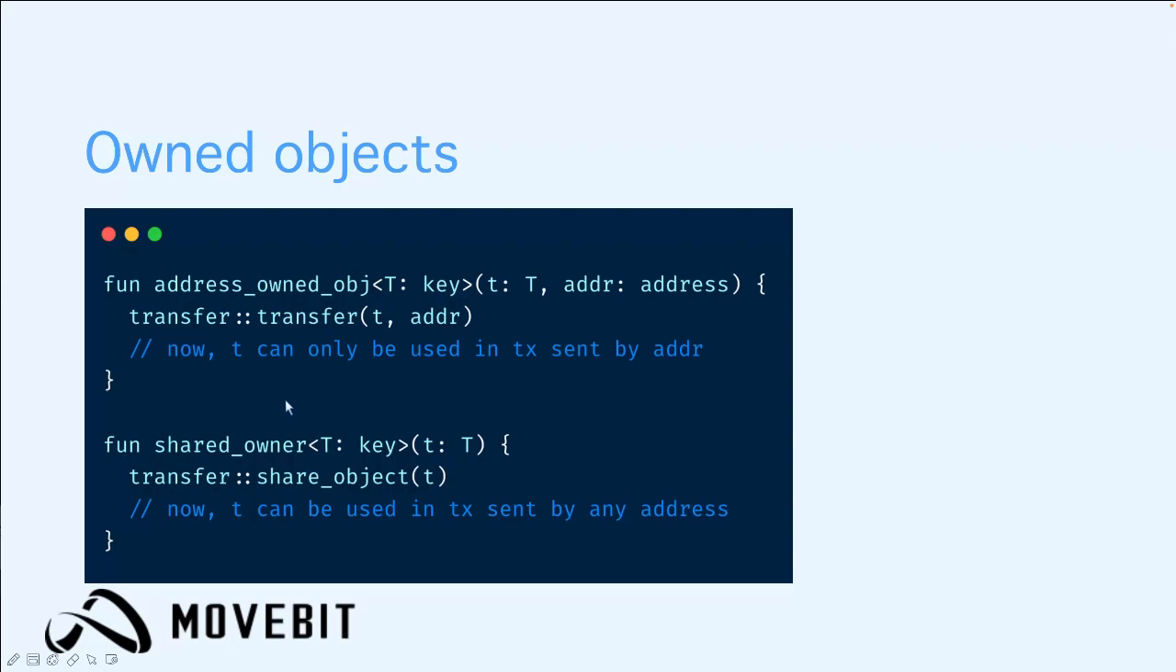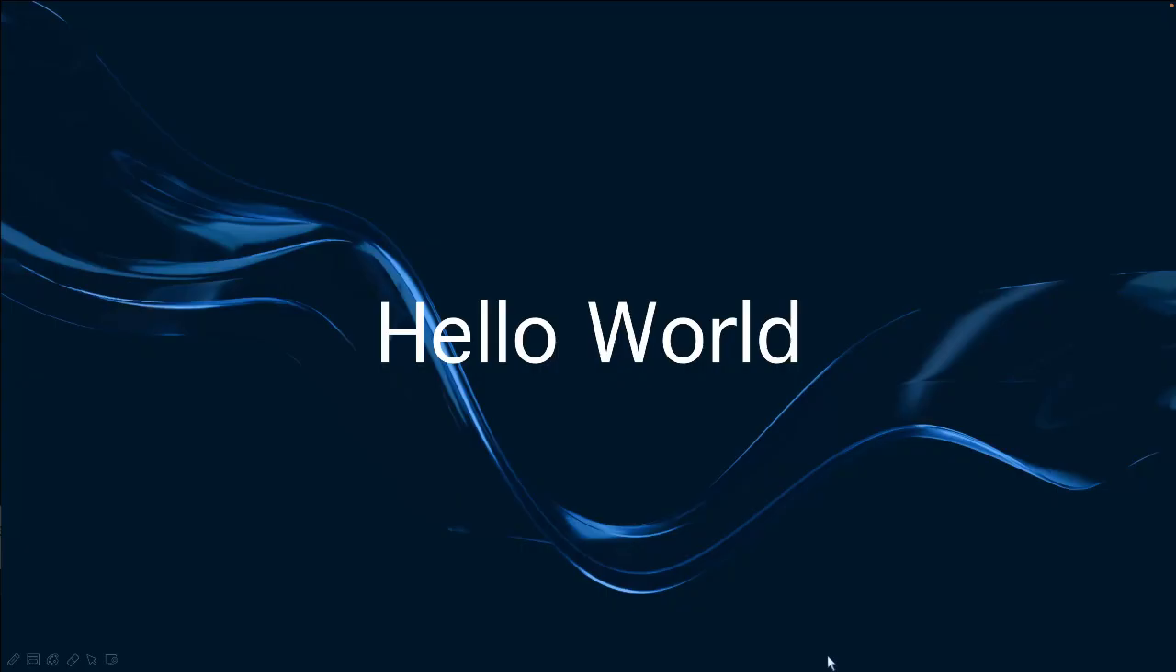The second one is a shared object. Also upon creation, an object can be shared, meaning that anyone can read or write it. Shared objects require consensus to sequence reads and writes. Let's see a hello world example.